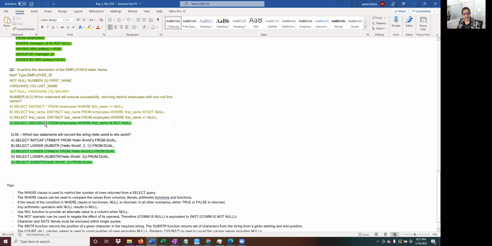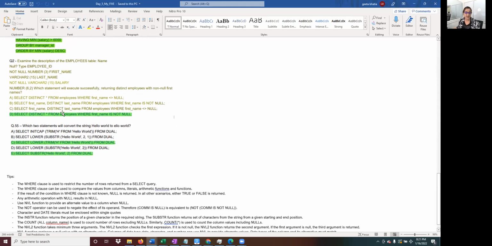Because we don't know which columns to select, SELECT star is fine. We are selecting DISTINCT star, and in that, WHERE first name IS NOT NULL selects the rows filtering on the first name criteria, because that's what we want. But why not B? Because you don't want two columns with DISTINCT last name, which will change the whole query logic. So because of that, the answer is D.